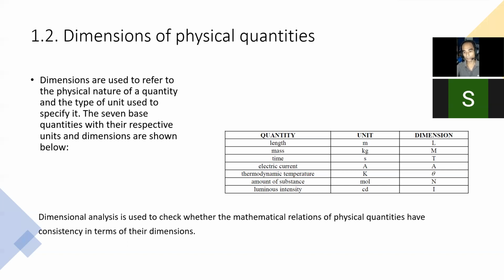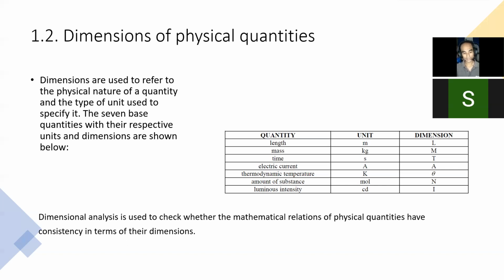Thermodynamic temperature means the temperature unit is Kelvin, and the dimension will be the symbol theta. Amount of substance has dimension N, and luminous intensity should be I. You have to memorize these dimensions for all 7 quantities.